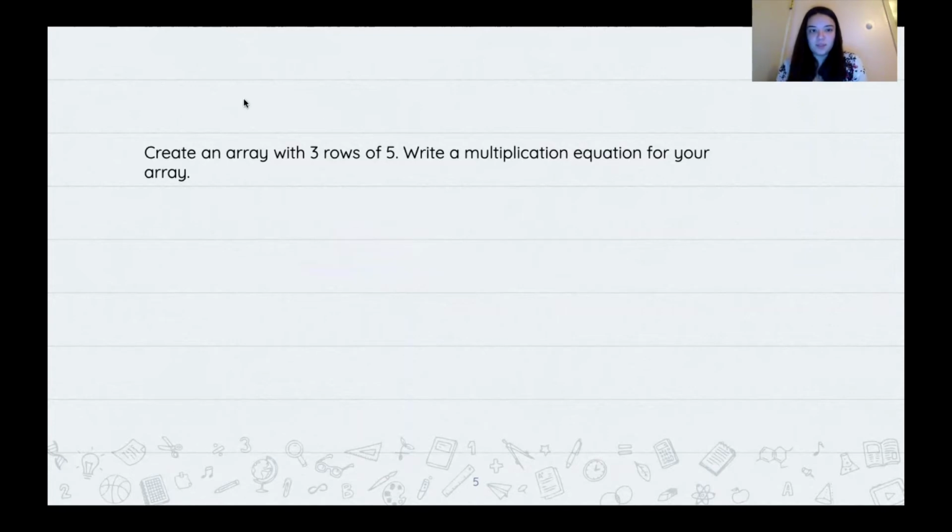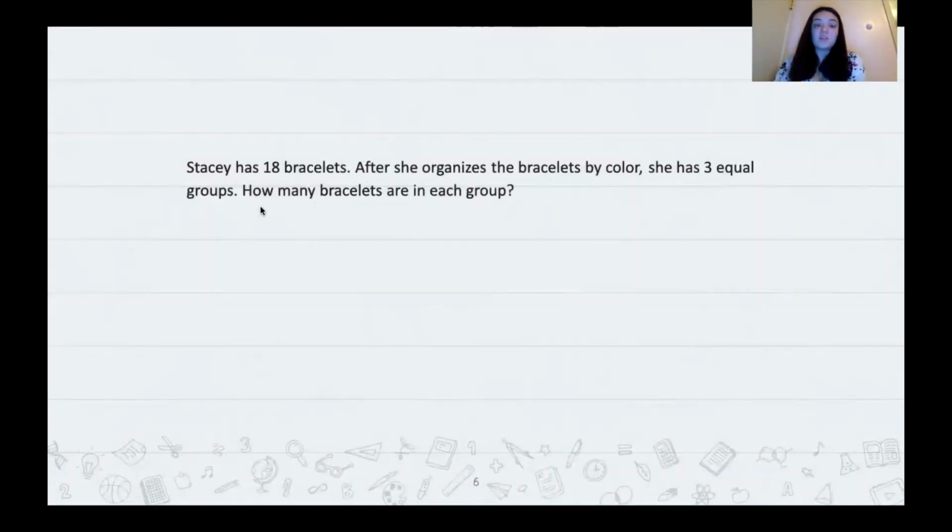Great, let's keep going. So Stacy has 18 bracelets. After she organizes the bracelets by color, she has 3 equal groups. How many bracelets are in each group? Again, go ahead and pause the video. Try it out on your own, see if you can get it. I'm going to go ahead and review all of it. So let's go ahead and do that.